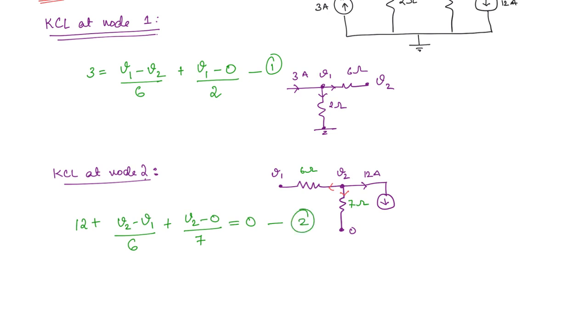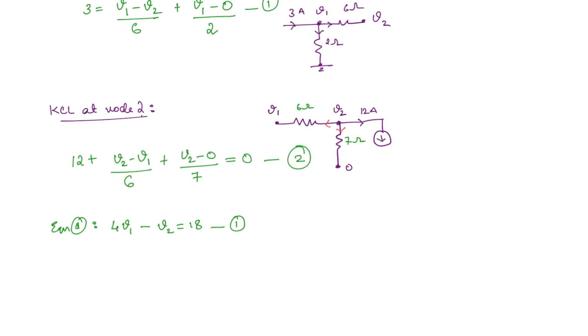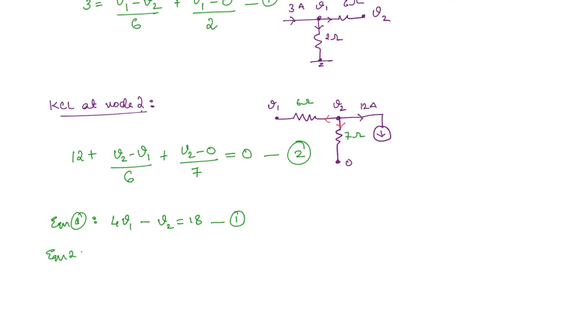So now we have two equations in two variables. Equation 1, if you simplify, you're going to get 4V1 minus V2 is equal to 18. This is the first equation. And the second equation, you just write it in a different form, so you're going to get 7V1 minus 13V2 is equal to 504. Now if you solve both of these equations, you're going to get V1 is equal to minus 6 volt and V2 is equal to minus 42 volt.